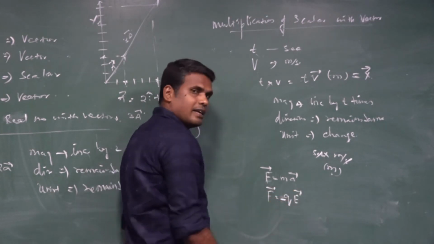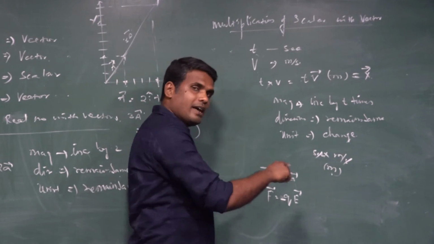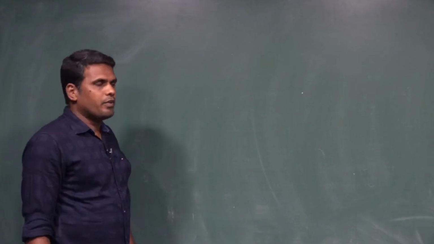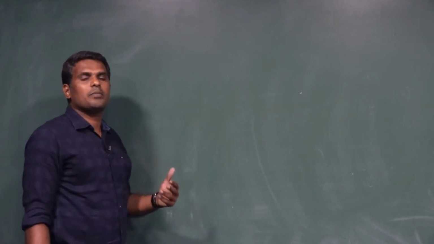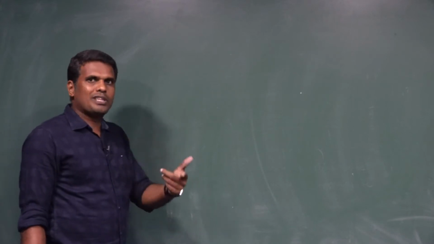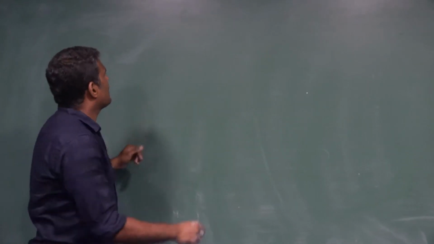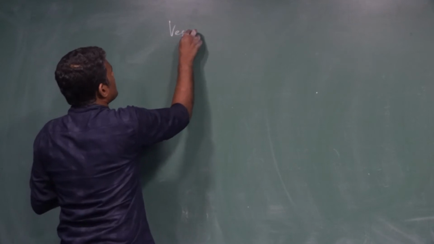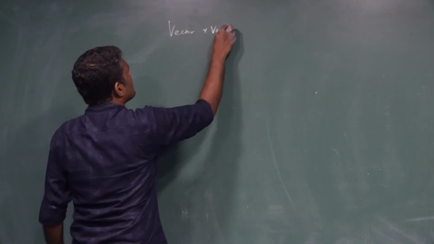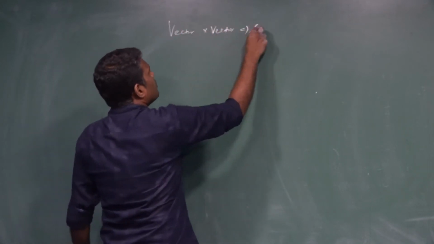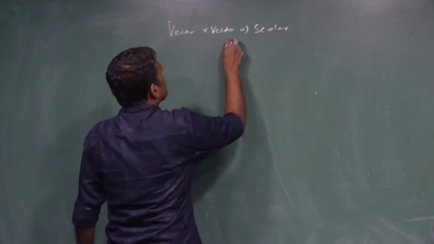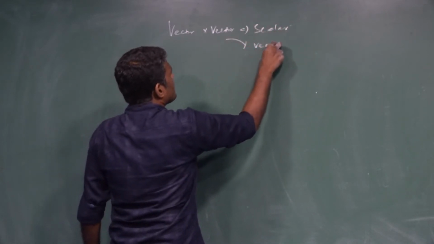If charge is considered negative, then the force will be acting in a direction opposite to that of the electric field. We are going to start the multiplication of a vector with another vector. As I told you already, a vector multiplied with another vector may give you a scalar or a vector.